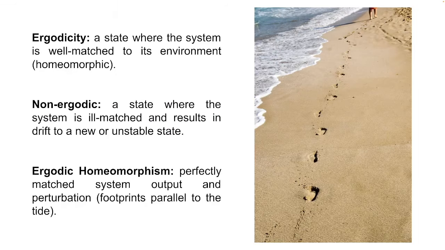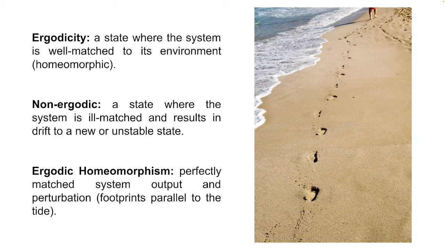The second set of concepts we'll talk about, and talked about in the paper, is ergodicity and non-ergodicity. Ergodicity is a state where the system is well matched to its environment, and this is thought of in cybernetics language as homeomorphic. Non-ergodicity, by contrast, is a state where the system is ill-matched, and it results in a drift to a new or unstable state.